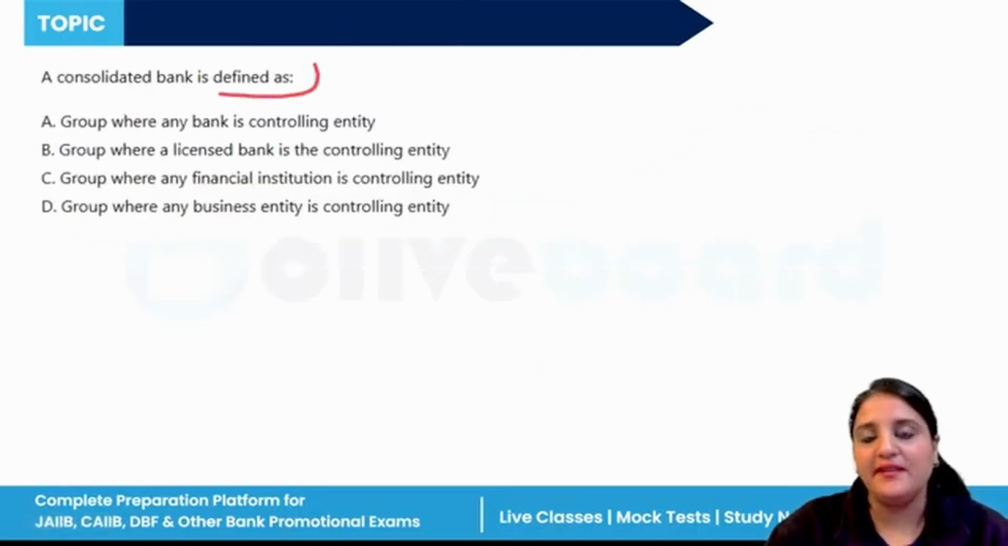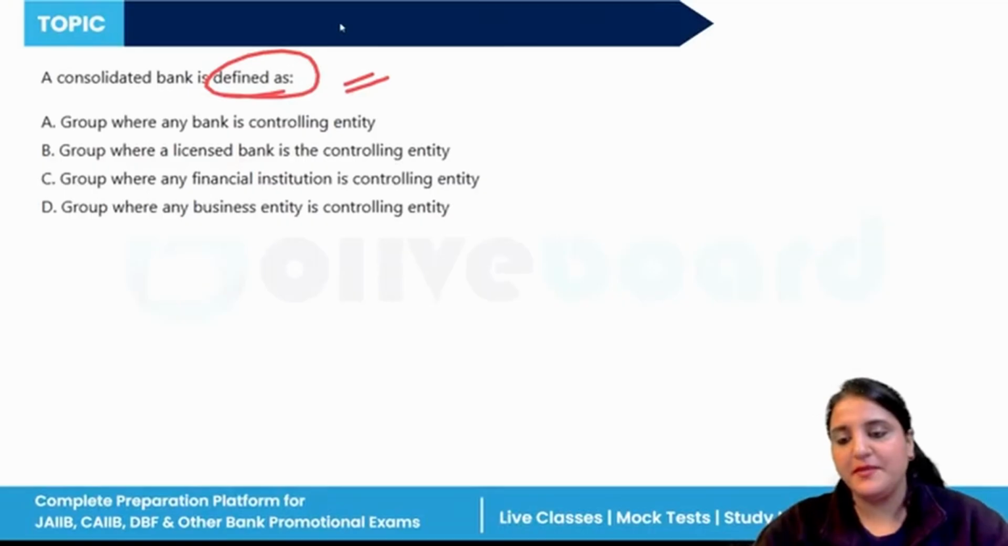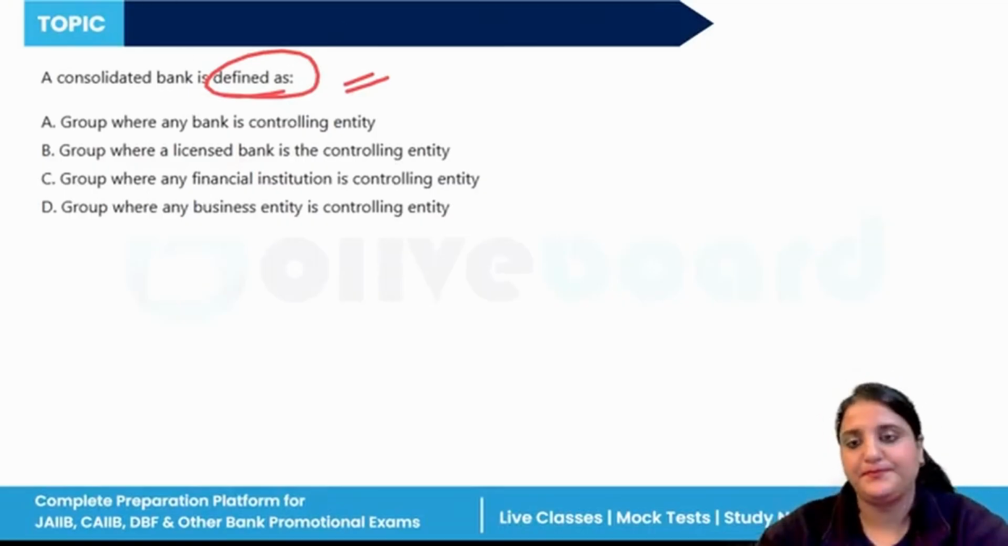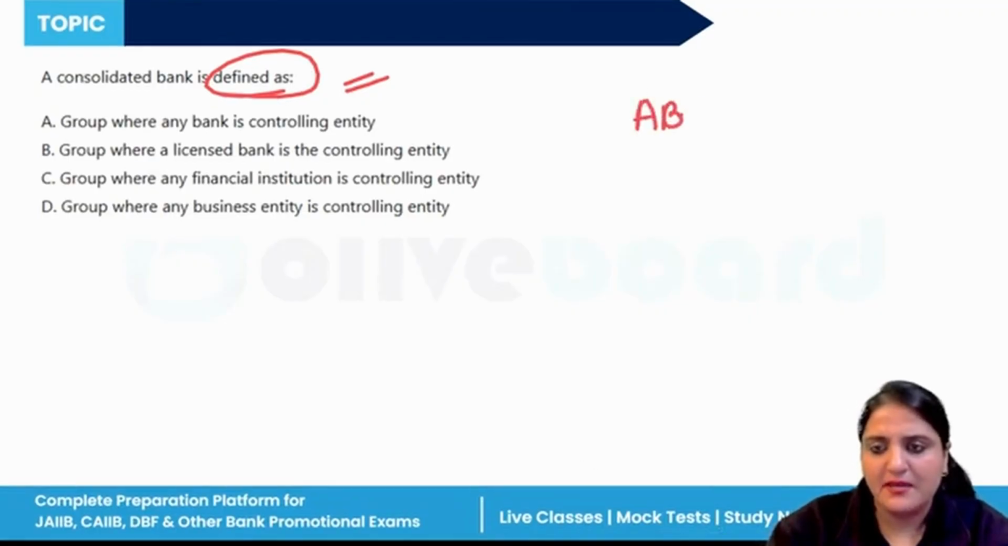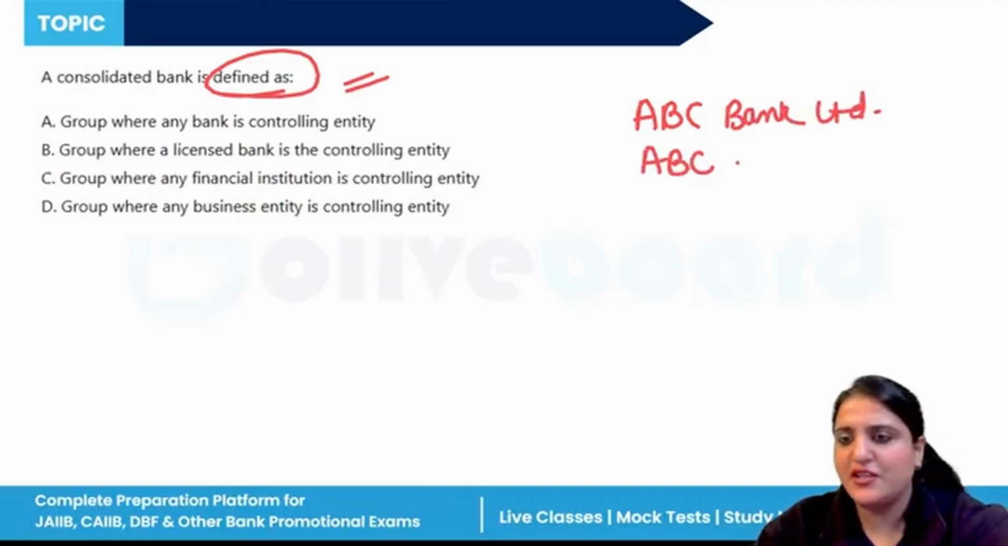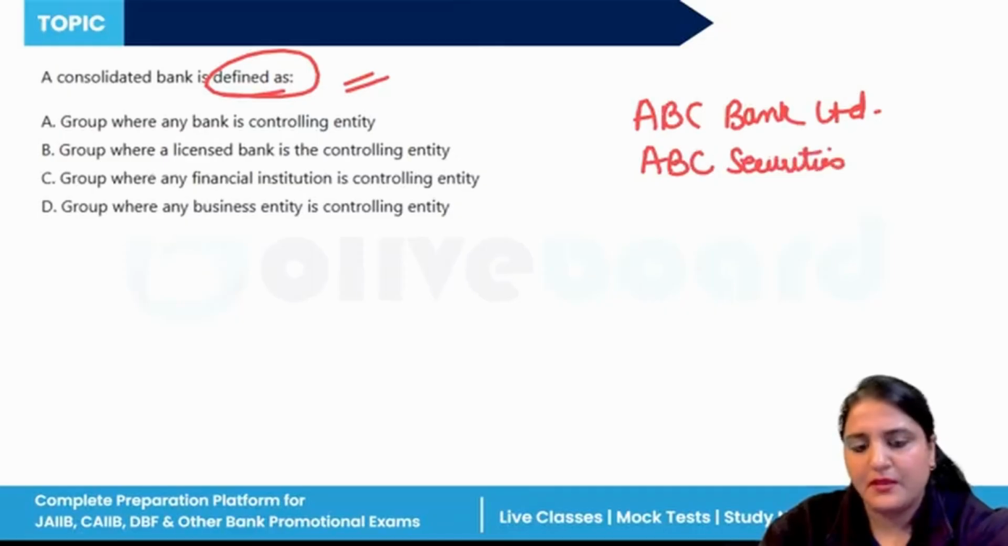Now, consolidated bank is defined as... what is the meaning of consolidated bank? Very simple. If we talk about a consolidated bank, you can think that suppose there are three companies: ABC Bank Limited, ABC Securities, and also ABC Housing Finance.